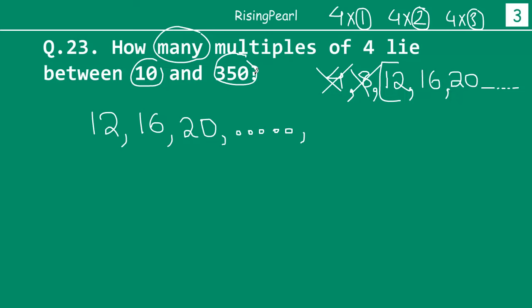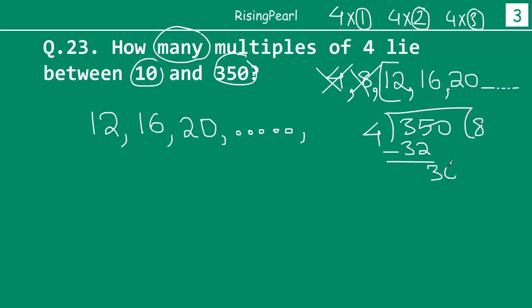We will divide 350 by 4. So let's do it here. 350 divided by 4. So 4 8s are 32, minus 1. So there will be 3, 0. 4 7s are 28. So 2 and we get decimal 87.5.